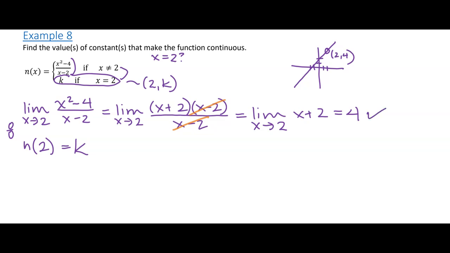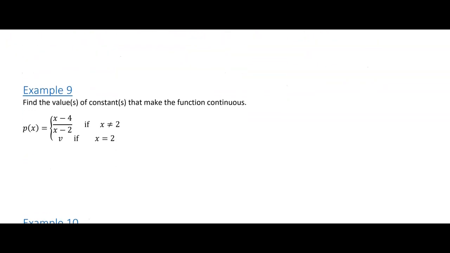So we are successful on the limit existing, successful on the function value existing. What we need is for them to be equal. So we need k to equal 4, which would mean that the second piece of our piecewise function is the 4 that fills in our problem. That was fairly speedy, so I think I'm going to look at the next one as well.